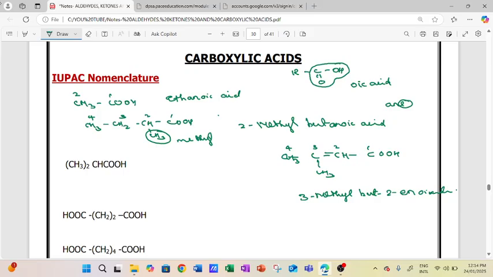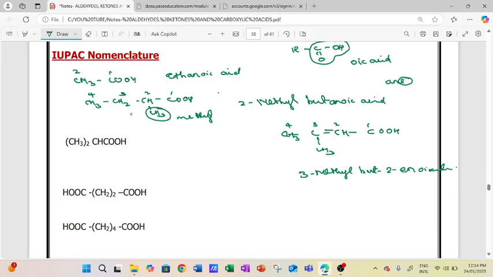So here is one question: (CH3) twice, CHCOOH. If a group comes twice or thrice, it is better to write the complete structural representation: CHCOOH and CH3 2 times. So I'm giving 2 branches in this way. Here 1, 2, 3: propanoic acid with the methyl group in the second position. So 2-methylpropanoic acid. Prop, after AN, why? Because it is an alkane. Then oic acid. 2-methylpropanoic acid.